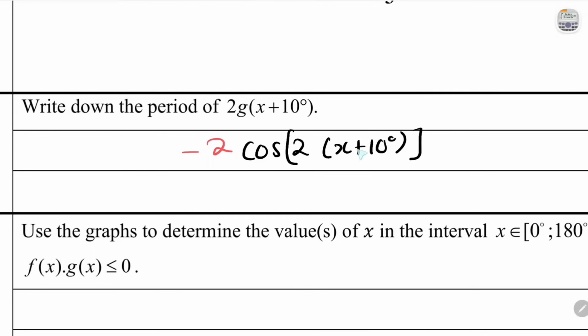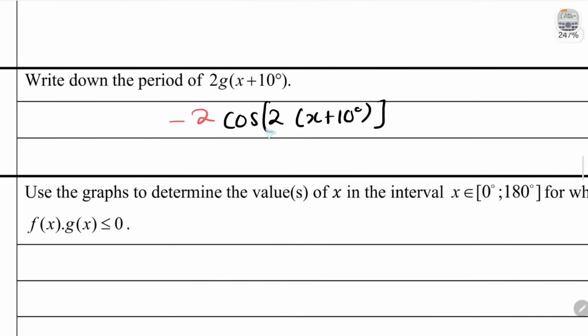Okay, so at the end of the day, in front of the x when we distribute, this is just negative 2 cos and then 2x plus 20 degrees. In front of the x, it's still the 2 there. And that's what counts. That's what affects the period of the graph. So because there's still a 2 in front of the x, we're still going to say to find this period, we'll take the original period.